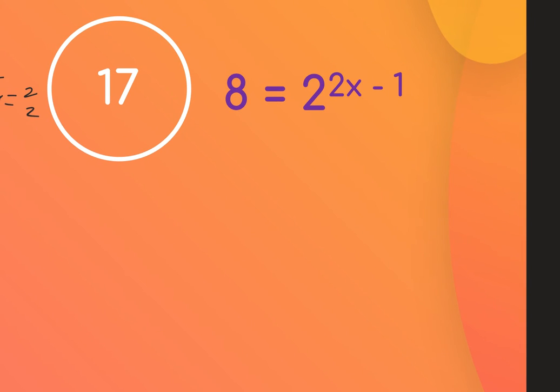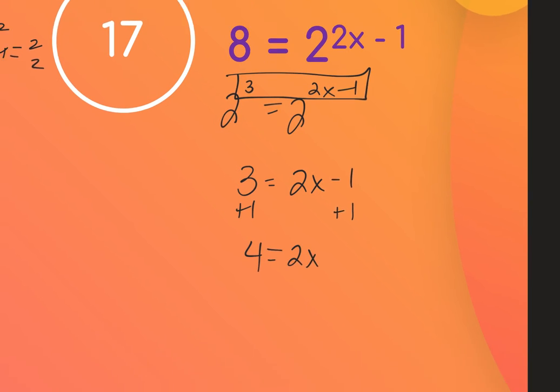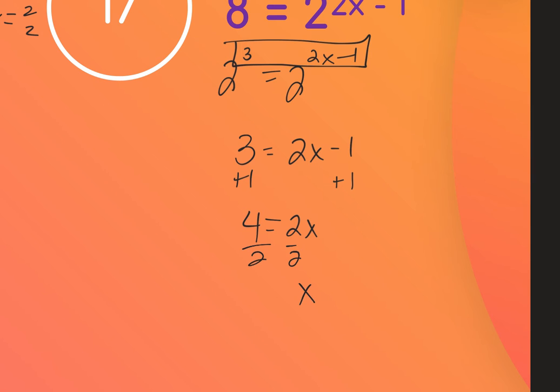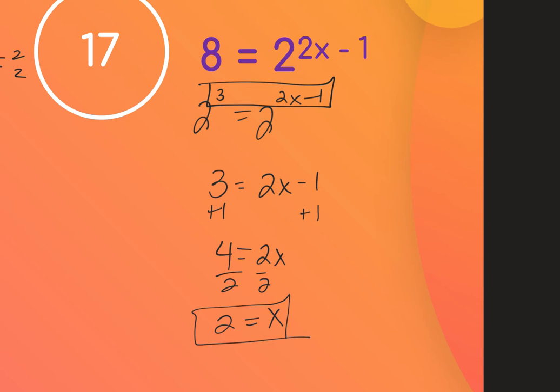Okay, 17. So again, I'm going to leave the 2 because that's fine. The 8 becomes 2 to the third equals 2 to the 2x minus 1. My bases are the same, so now I jump just to the exponents. 3 equals 2x minus 1. Add the 1. 4 equals 2x. Divide by 2. And x equals 2. And again, you can plug it back in to check. Good so far. That's basically the entire one-to-one property. They just make it a whole crap ton more complicated sometimes. That's all.